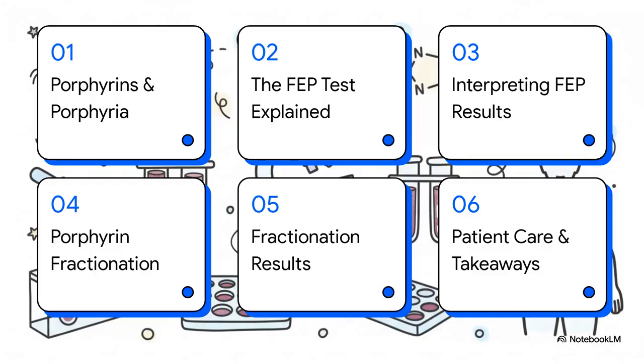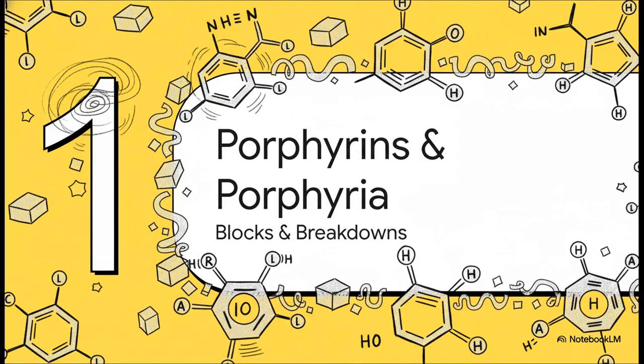All right, here's our game plan for today. We're going to start with the absolute basics. What are porphyrins and what exactly is porphyria? Then we'll get into our two main diagnostic tools, the FEP test and porphyrin fractionation, and crucially, how to make sense of the results. And we'll wrap it all up by connecting the science back to what matters most, patient care.